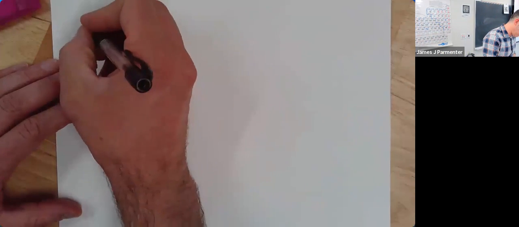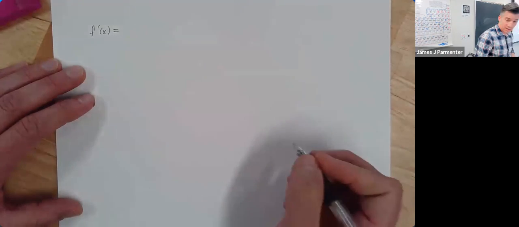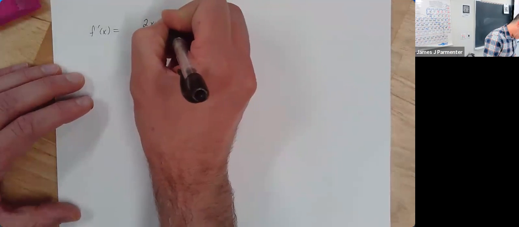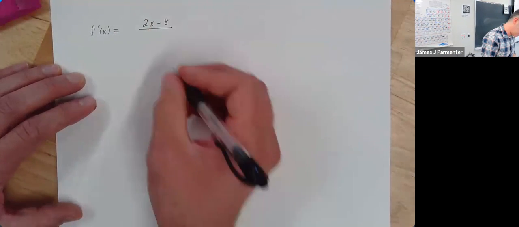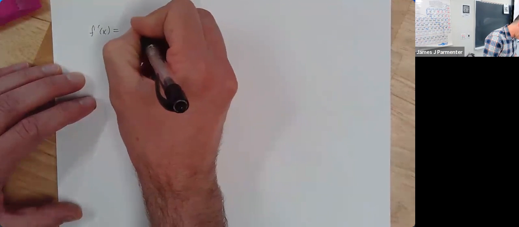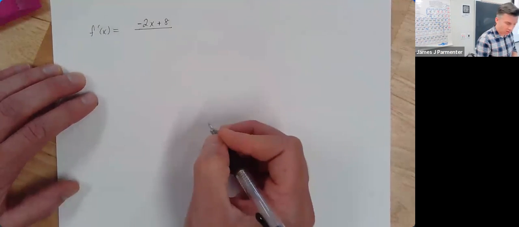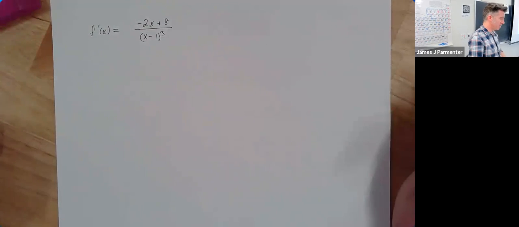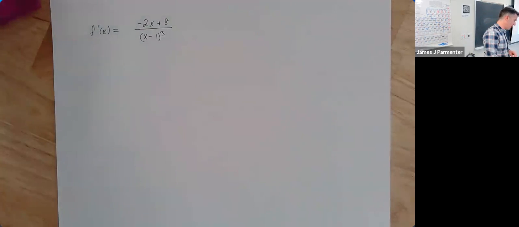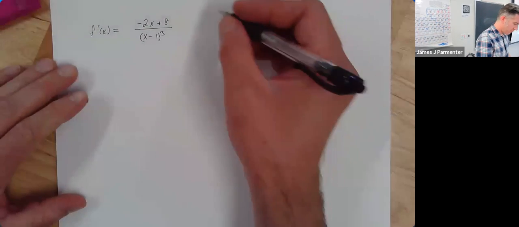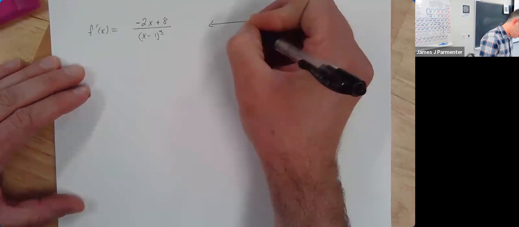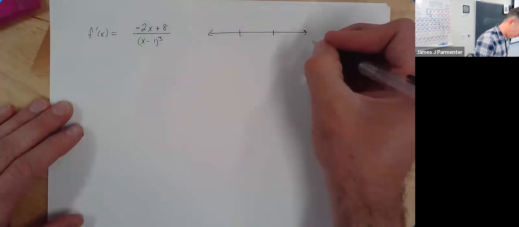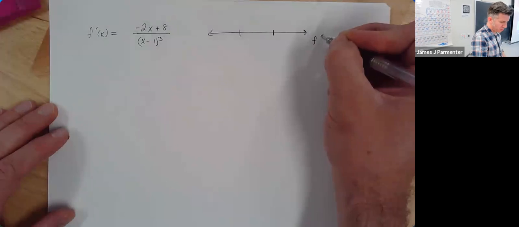So given that the derivative f prime of x is equal to negative 2x plus 8 over x minus 1 cubed, I'm going to make it a little bit more challenging. I think the first thing she has you do with this is throw things onto the sign chart. There are two numbers that should go on this first derivative sign chart. One of them should be relatively obvious.